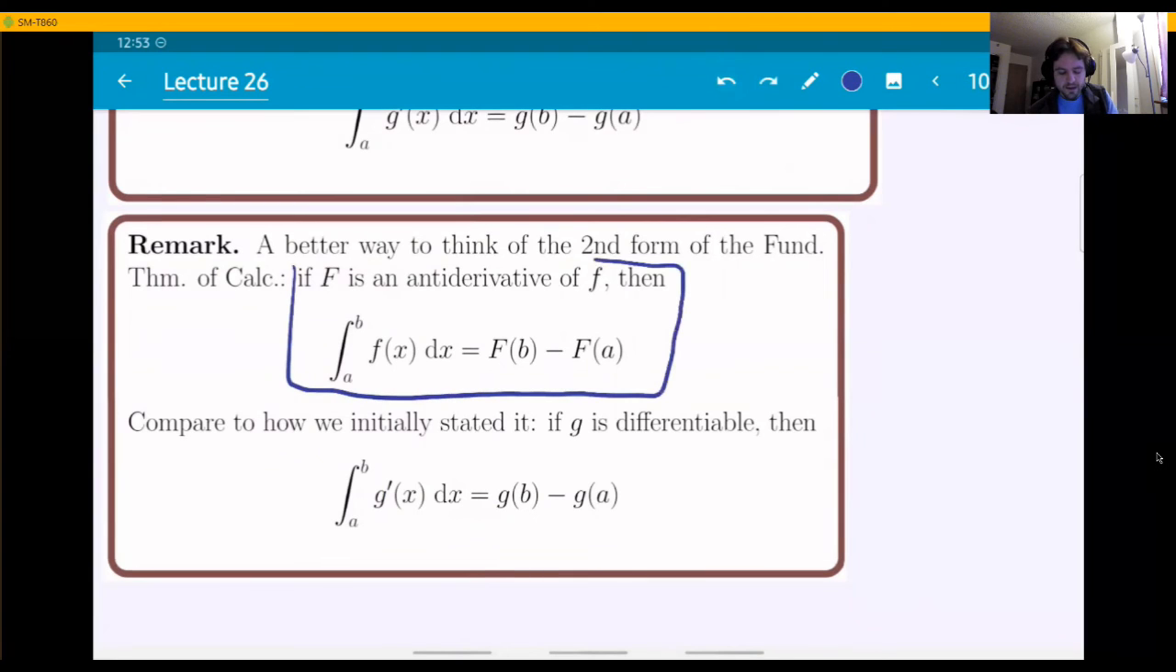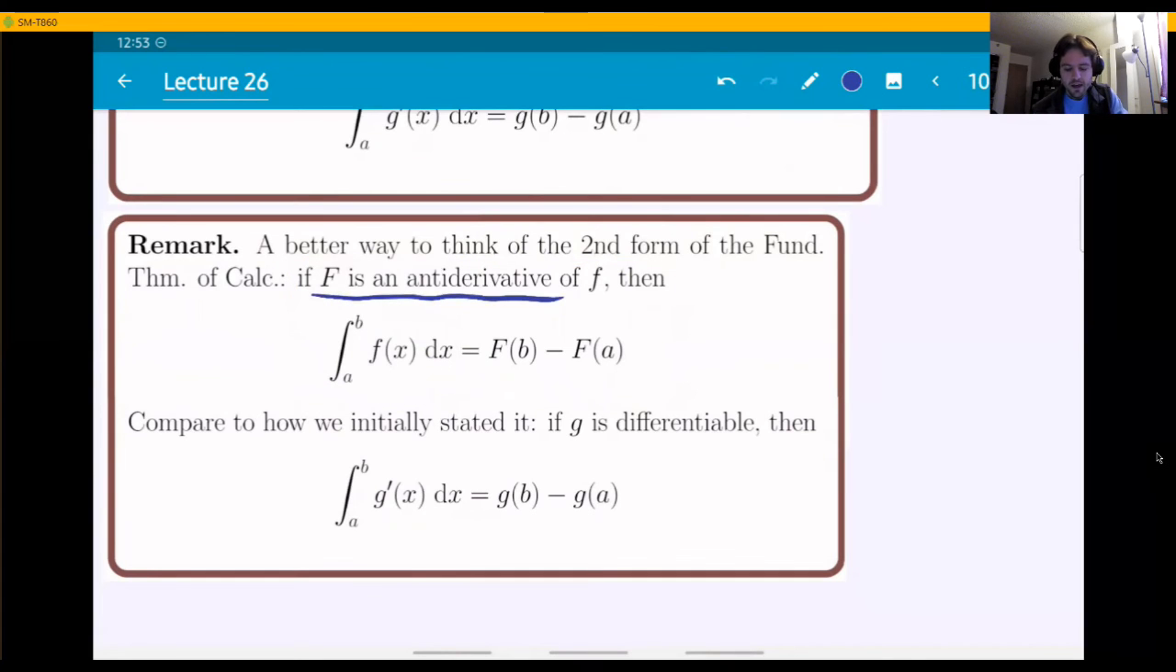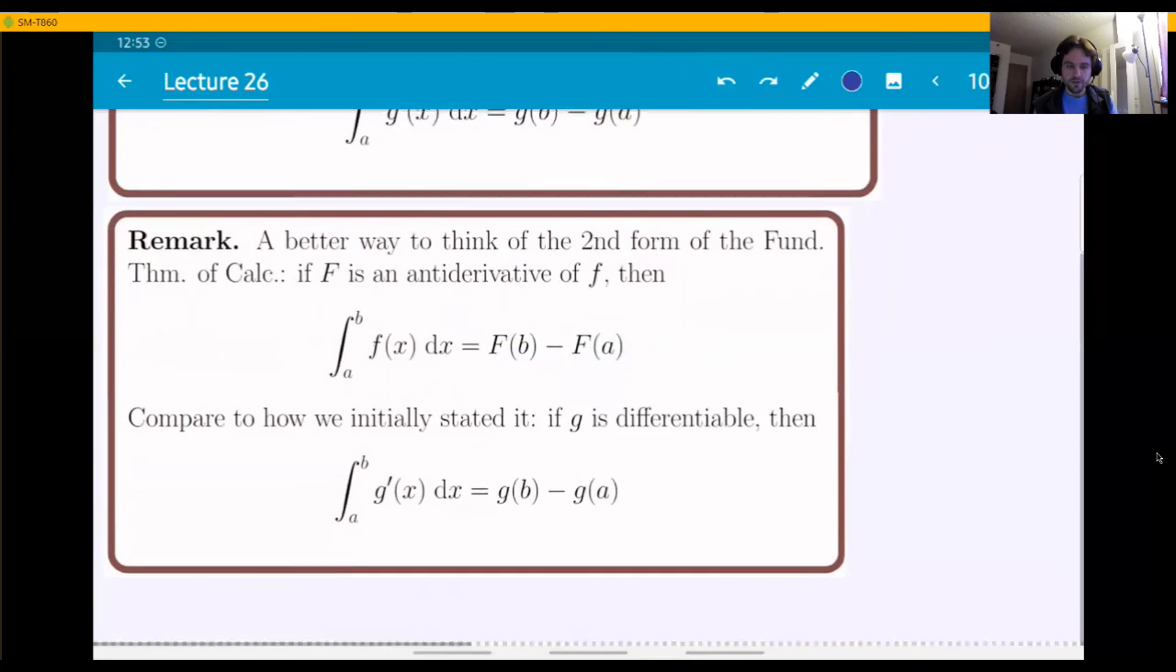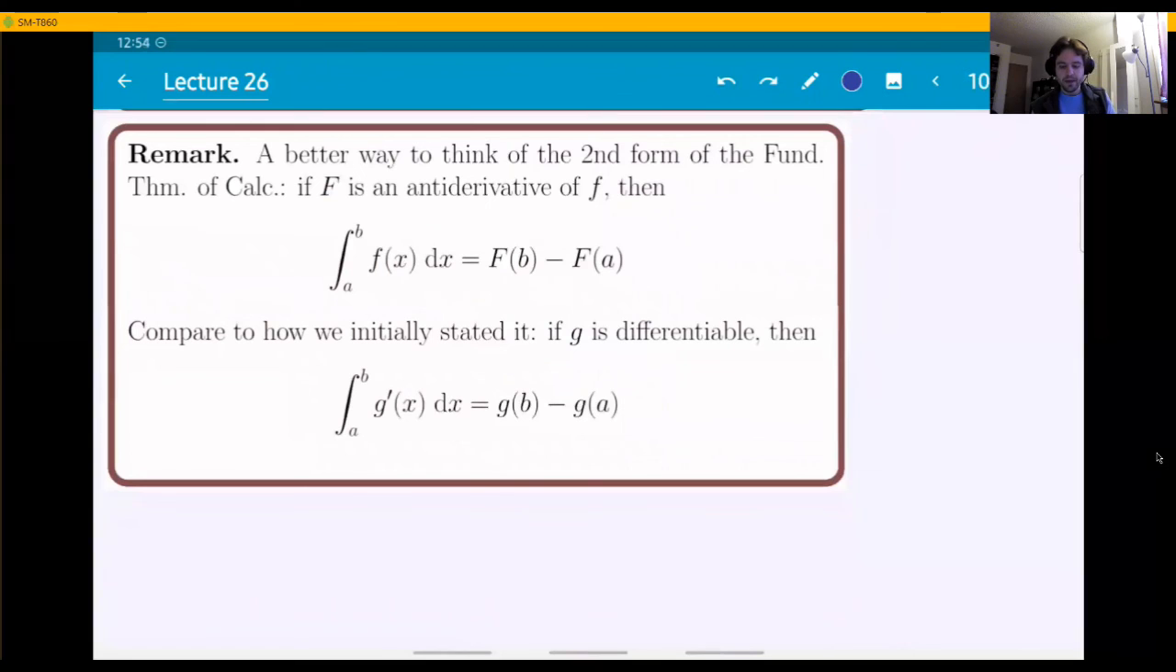remember. When you look at a definite integral like this for some function little f, what you have to do to calculate that is find an antiderivative big F, and then just evaluate it at the end points, one minus the other. This is how you calculate definite integrals without having to go over Riemann sums.